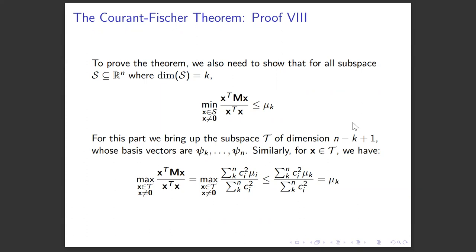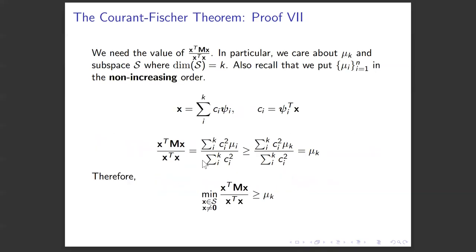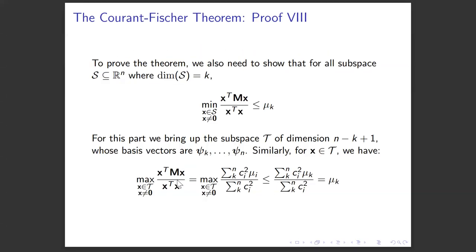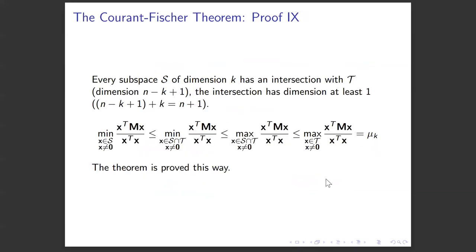Okay, so for the max problem, the proof is also very similar, since we have only this subspace, so we can have a similar thing. So this is a minimal way and this is a max way. For the max way, it will be no larger than the n minus k plus one smallest value. So that also corresponds to the mu k. So in that way, those two things must have this kind of overlap.